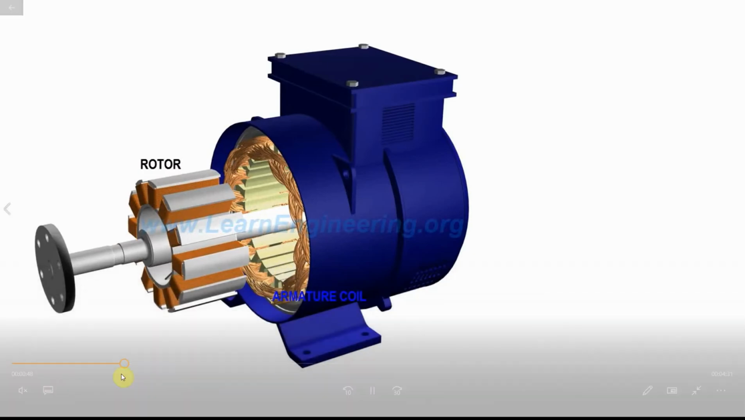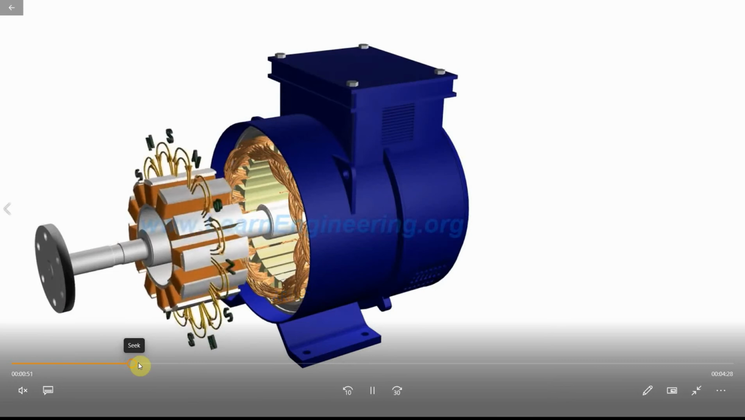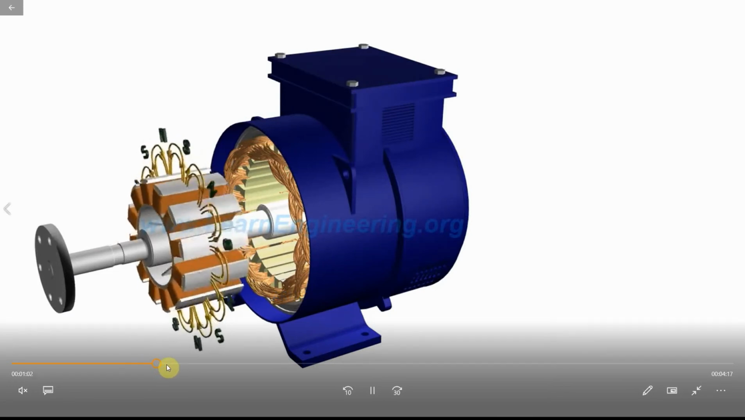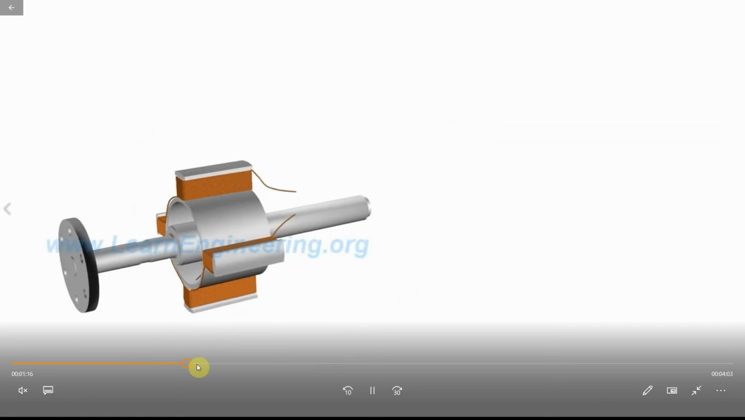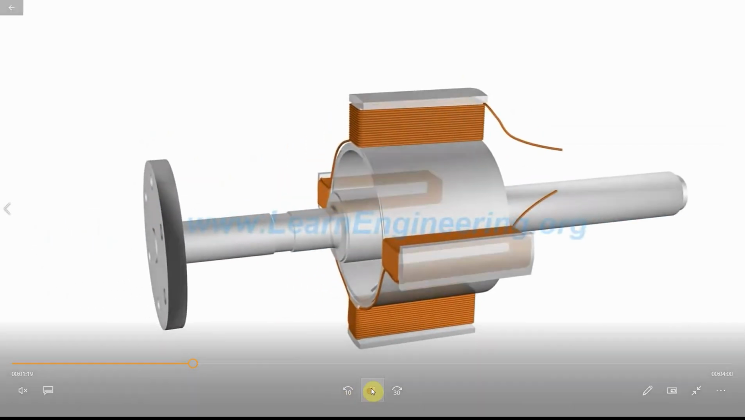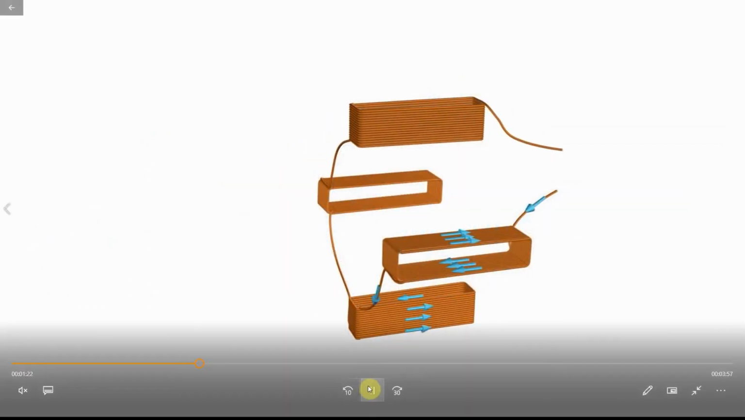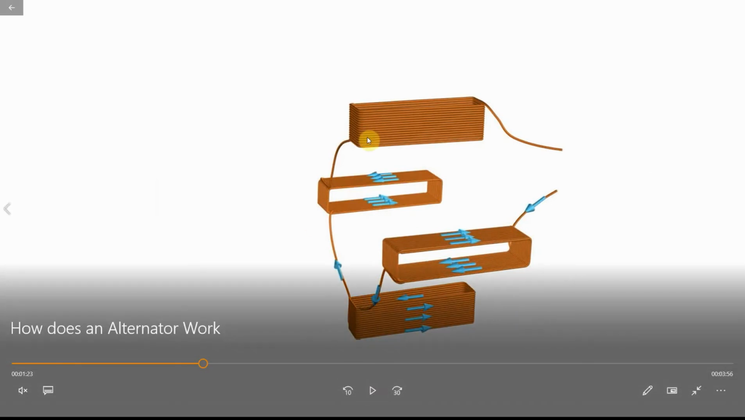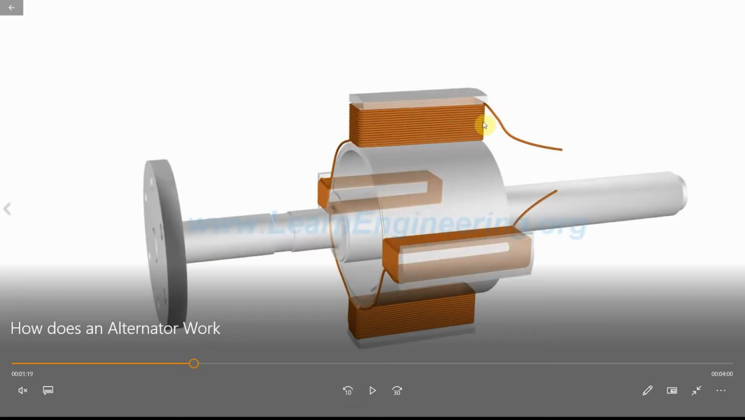Now you can see that these are the poles. These are the coils. We are just removing the poles, and these are the coils. These are the poles, and these are the coils that are wound on it. So these coils are connected with a DC source so that it will become an electromagnet, and it will create north pole, again north pole, south pole, south pole. So this is how they are.